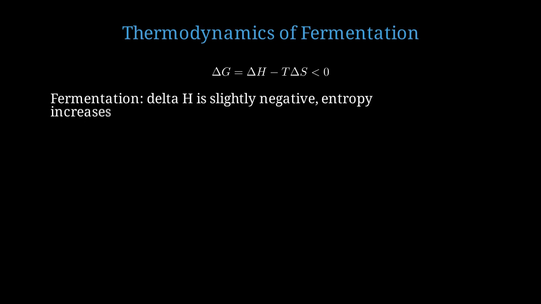Let's think about this from a thermodynamics perspective. Why does fermentation occur spontaneously? The change in Gibbs free energy, delta G, equals the change in enthalpy minus temperature times the change in entropy. For a spontaneous process, delta G must be negative. In lactose fermentation, the enthalpy change is slightly negative, meaning a small amount of heat is released. More importantly, breaking one large lactose molecule into smaller lactic acid molecules increases entropy. At typical fermentation temperatures of 30 to 45 degrees Celsius, this makes delta G negative.